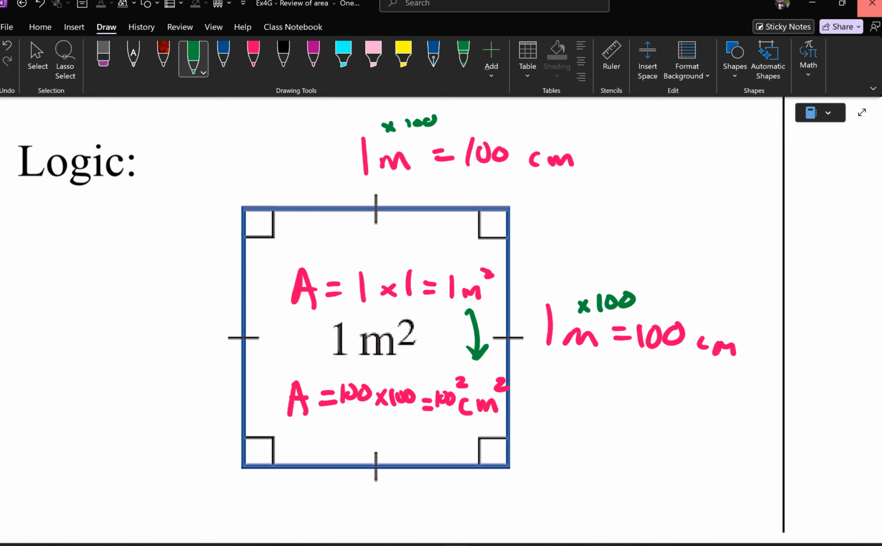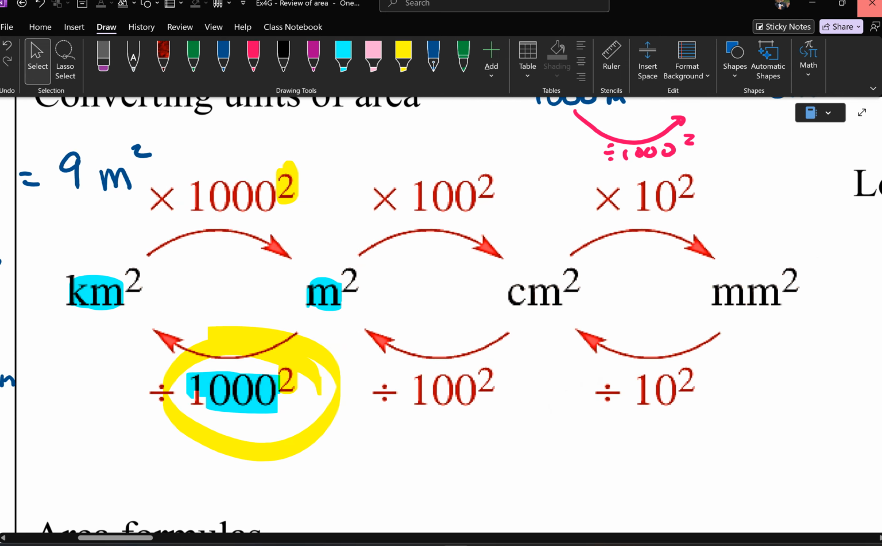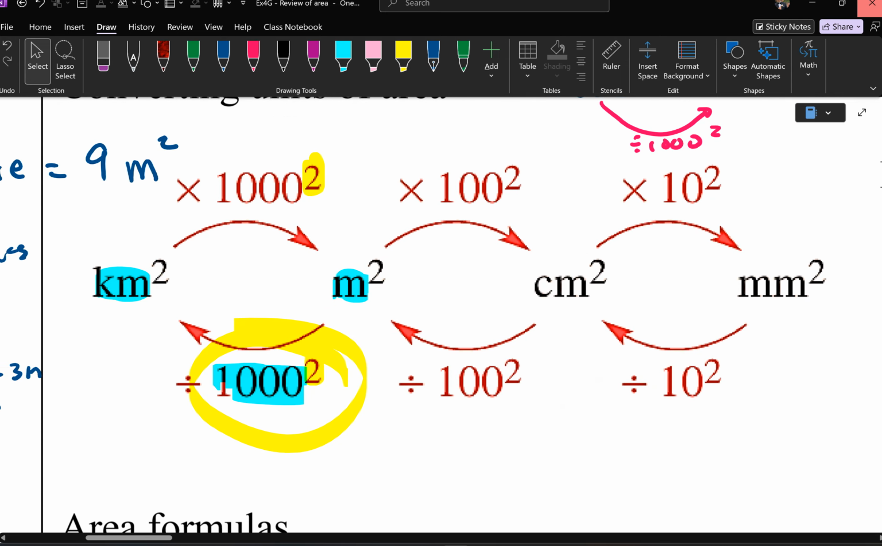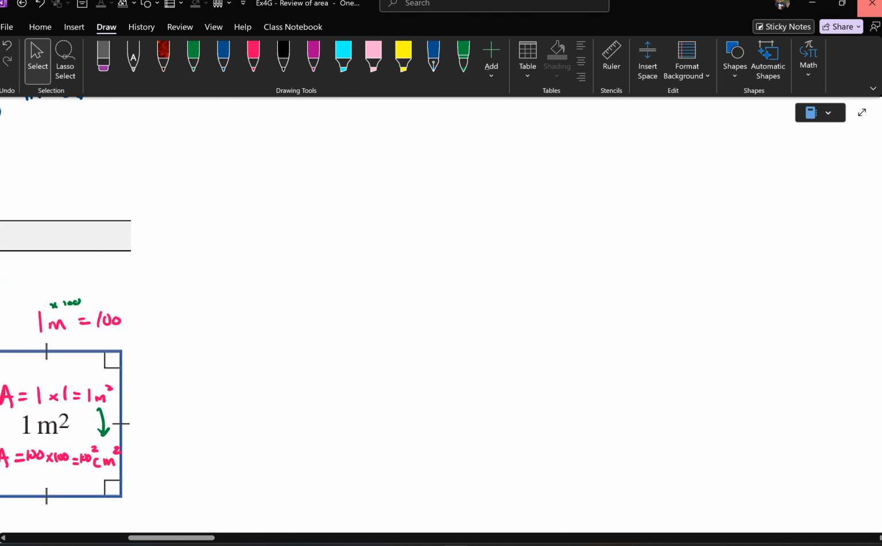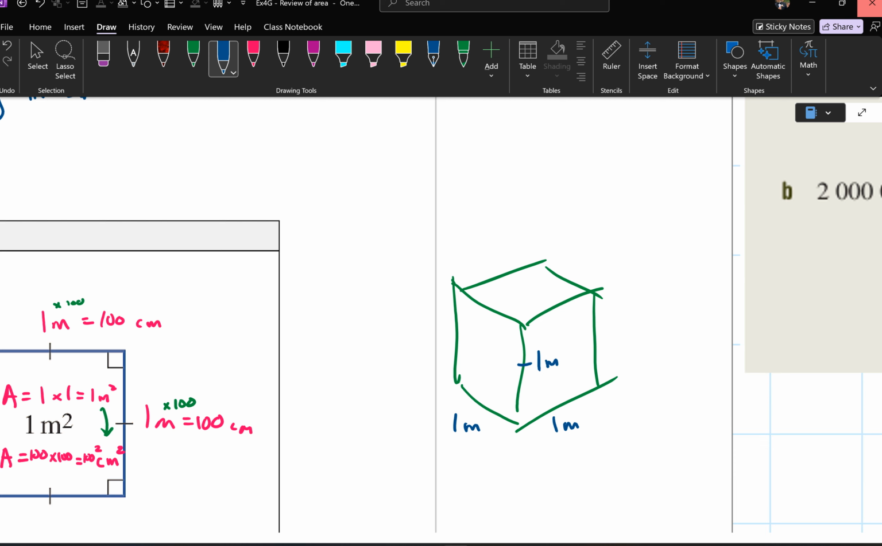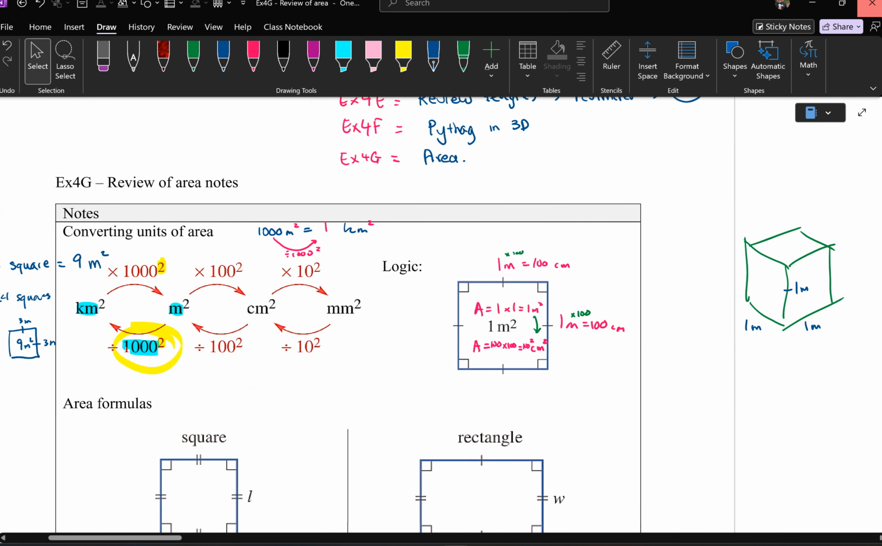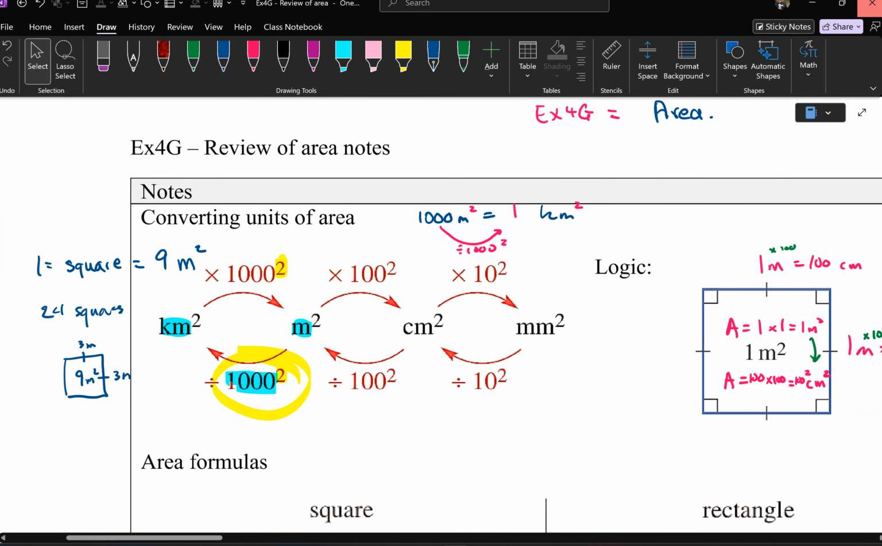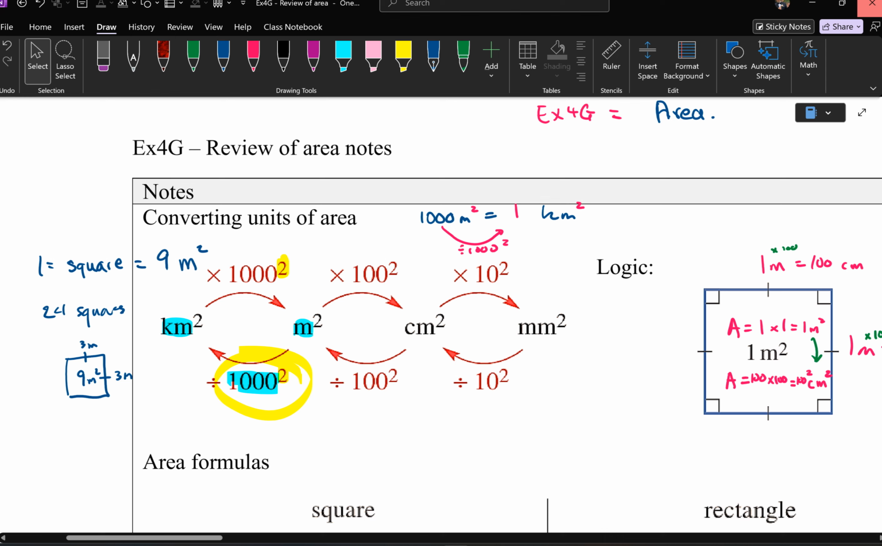Why is it that for volume it becomes cubed? Because if you did a volume exercise, the chart's still the same, except it's cubed. The reason for that is if you drew a cube, it makes a lot of sense. So a cube, same thing. If I called it 1 meter by 1 meter by 1 meter, you convert them all by 100, 100, 100, you're timesing it by 3 times. So hence why it's 100 cubed. Make sense? All right, so that's the logic for it. So either you memorize the chart, or if you understand it logically, you can always derive it yourself.